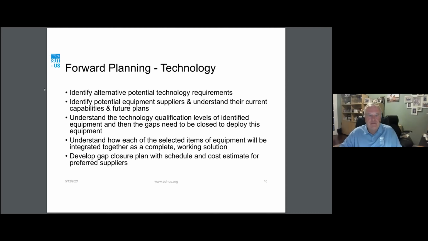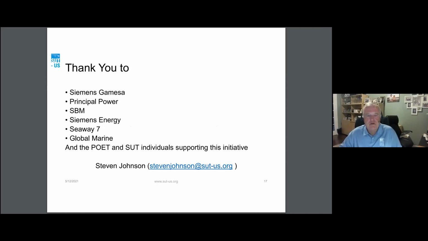It's the same here. Then, like I say, once you understand the gaps, you need your closure plan with a schedule and cost estimate for your preferred suppliers. So there's an awful lot of work here. This is not an insignificant exercise to move forward. There's an awful lot of work, and it all needs to be planned out accordingly.